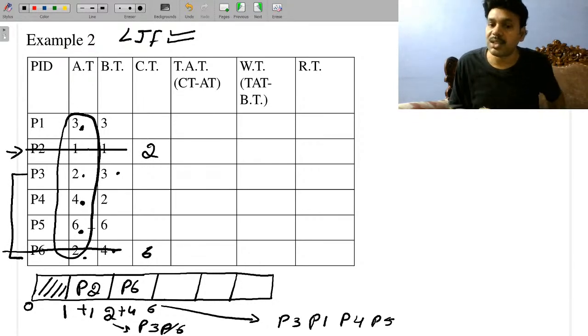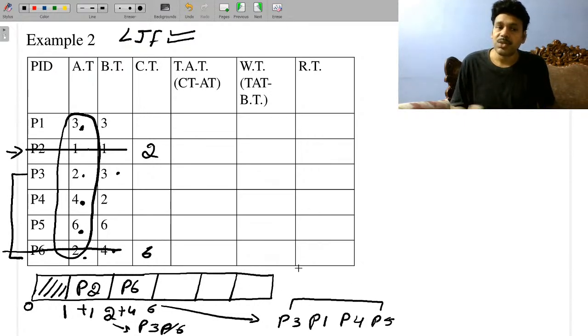Now we want to see which has the longest burst time among these 4. You see that this requires 3 and P5 requires 6. This is the only longer one. So we are going to process P5, which requires 6 units of time. By 12 it is completed. So remove P5. Now the race is between 3, 1, 4 only.